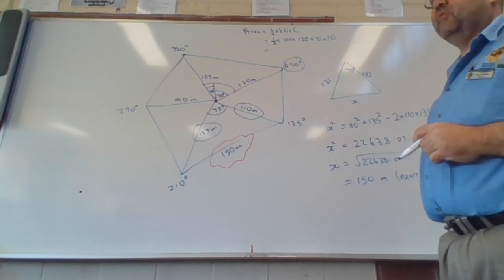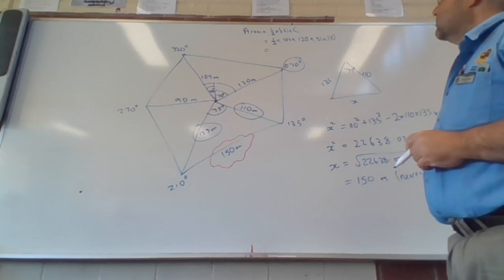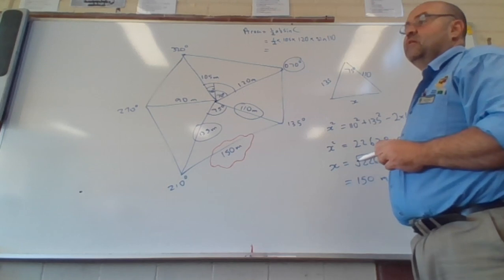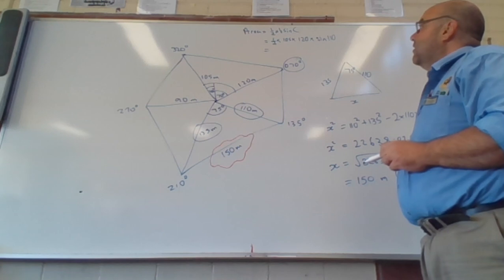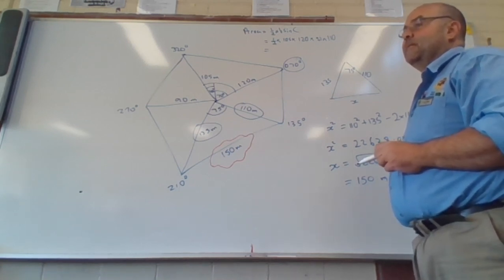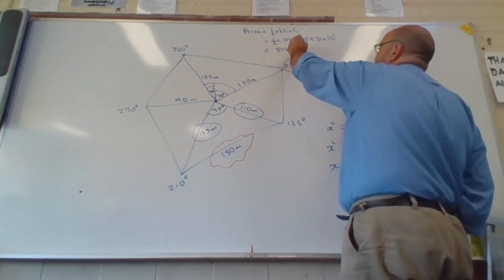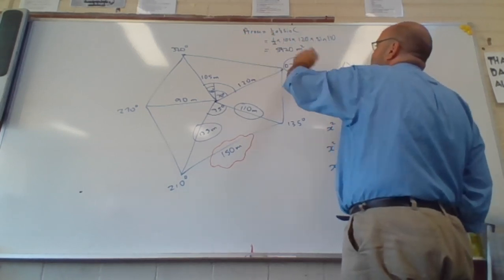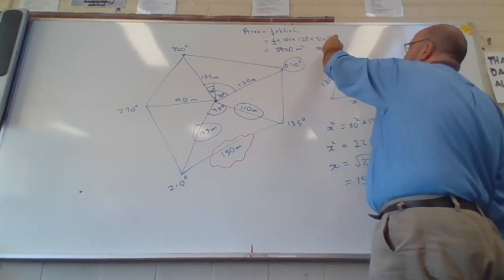Can you do the calculator work for me there, please? A half times 105 times 120 times sine of 110. That's 5,120 square. Sorry, how much? 5,920, my apologies, to the nearest square metre.